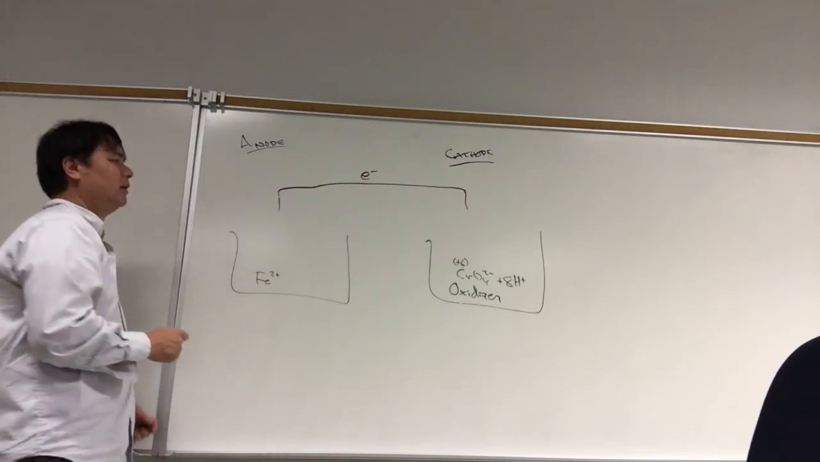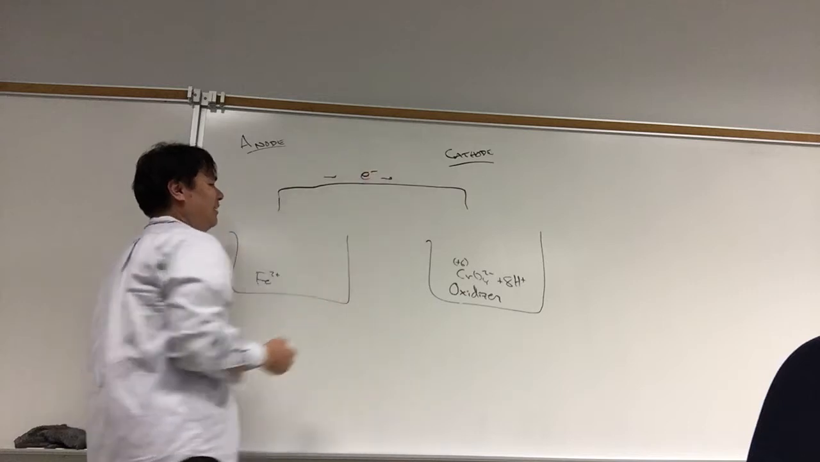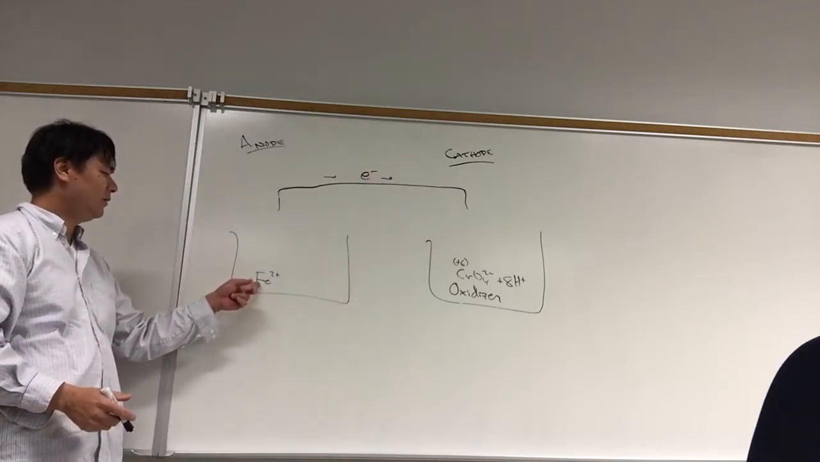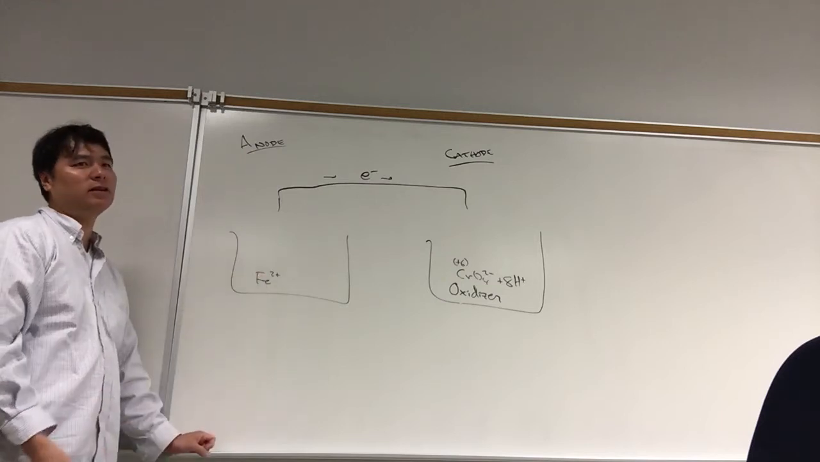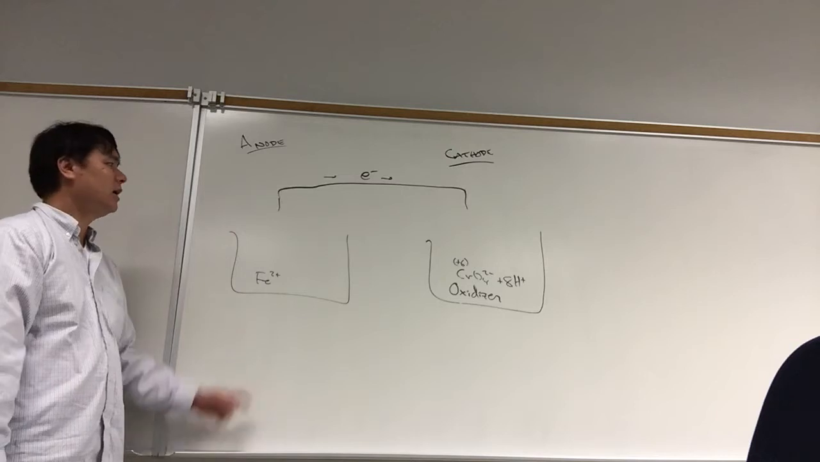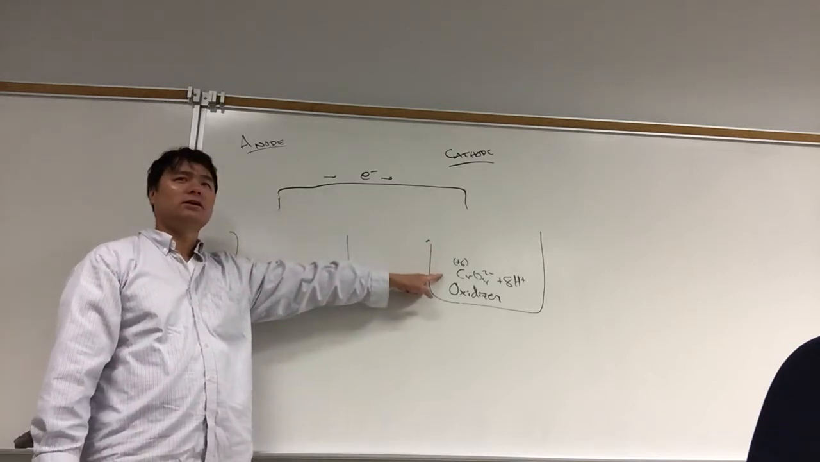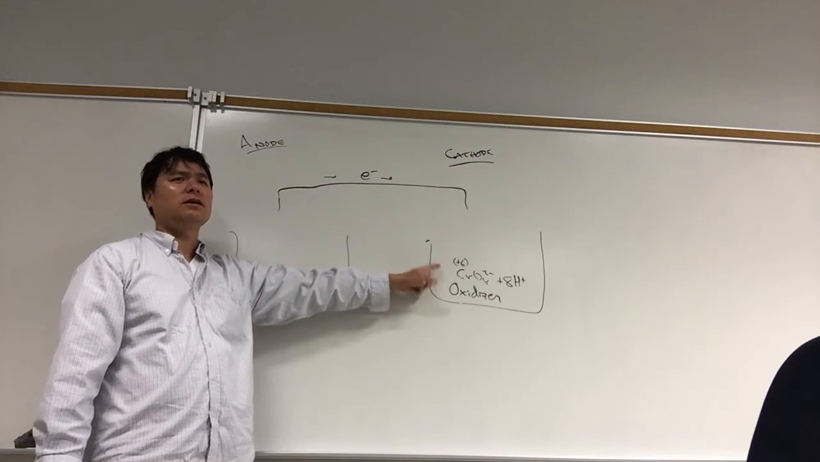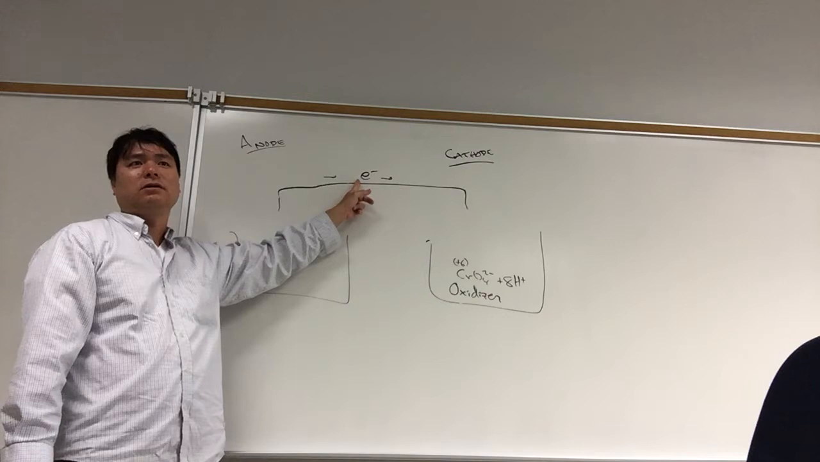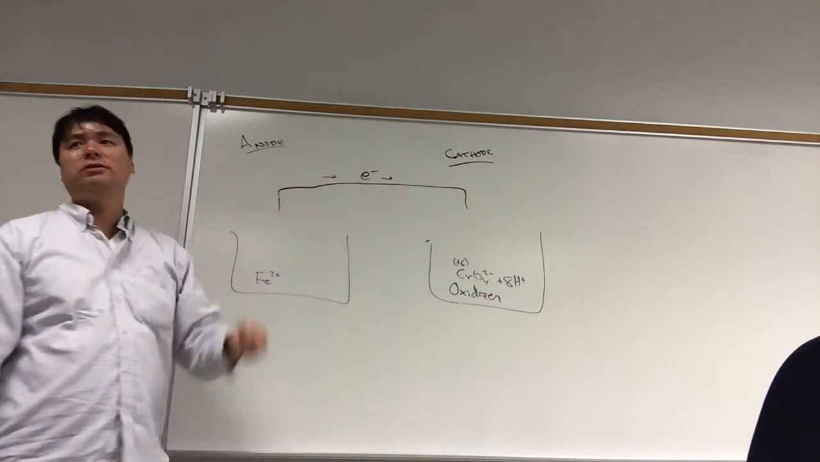So the electrons travel this way, right? But what is Fe2+ going to give the electrons to? How do the electrons just hop over there? Now the electrons are going to pass through the wire, the external circuit, right? And so what should we do here?